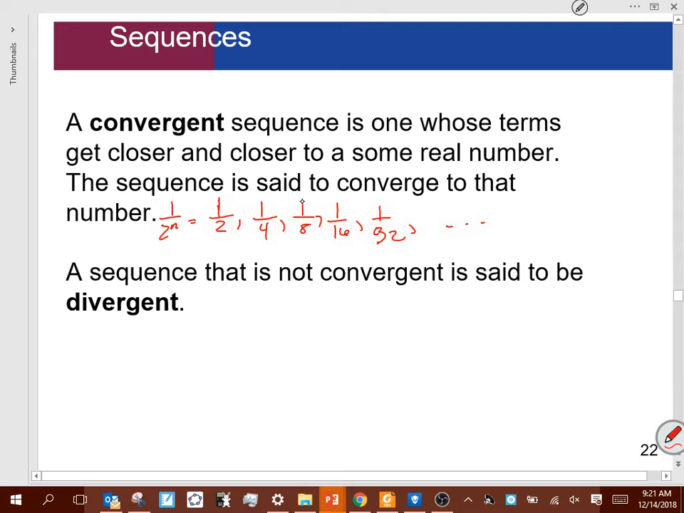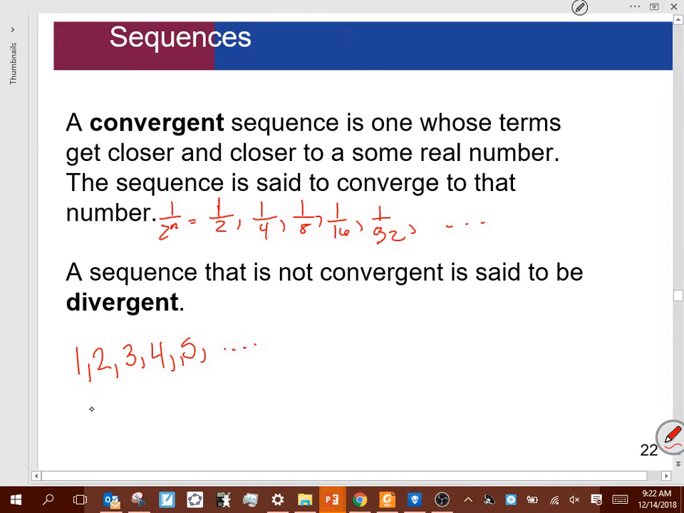Now, there are sequences that are divergent, okay? So I go, let's just go 1, 2, 3, 4, 5. It's a pretty common sequence, right? Just your natural numbers. Is it getting to one particular predefined value? No. It's diverging off to infinity, right?